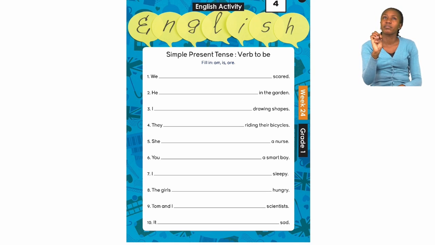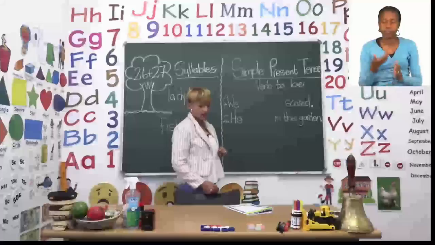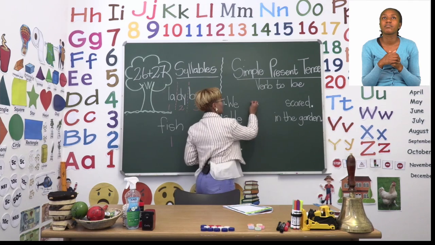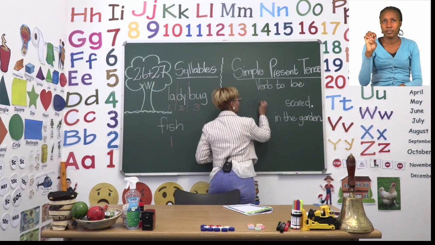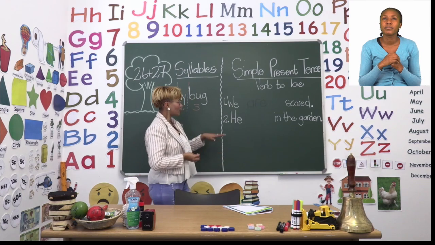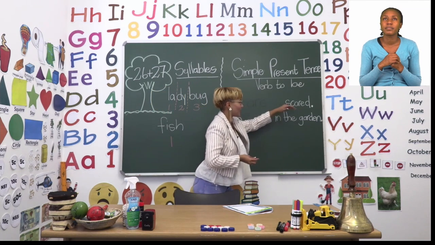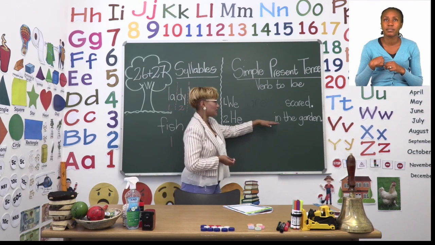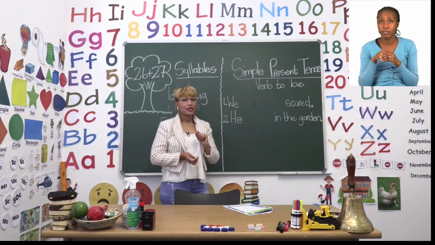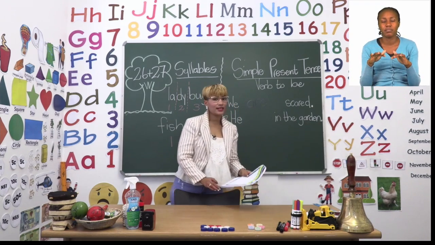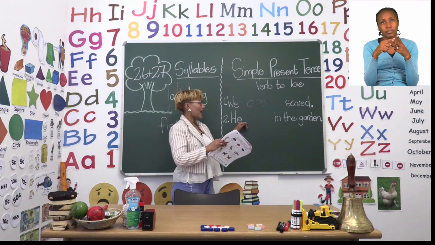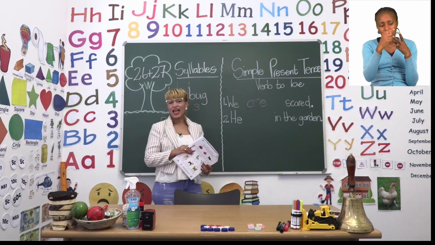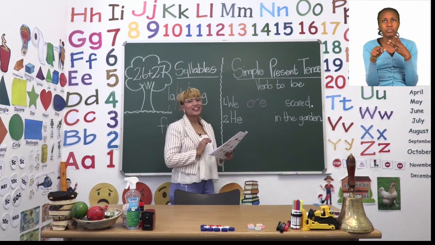Now on the board, I wrote 2 sentences where we also have to find the missing words. So remember we said for the first sentence, we need to write in the word are. Then it reads, we are scared. Let's try the second one. He blank space in the garden. Now what are the 3 words that we have to try and fill in there? The first word is am. He am in the garden. No, that doesn't sound right. Let's try the second word.